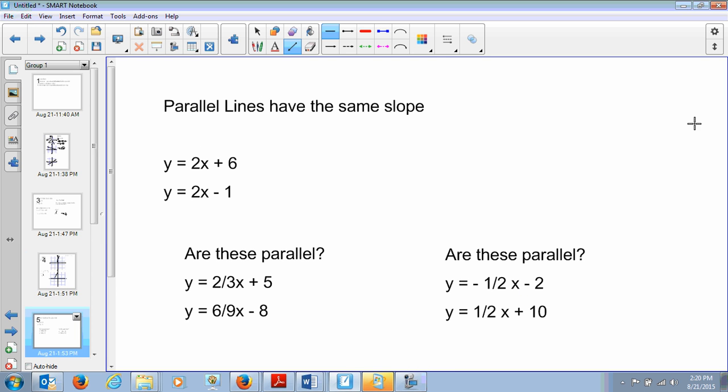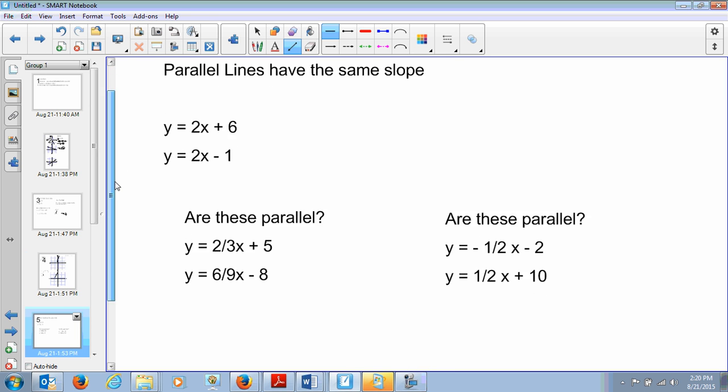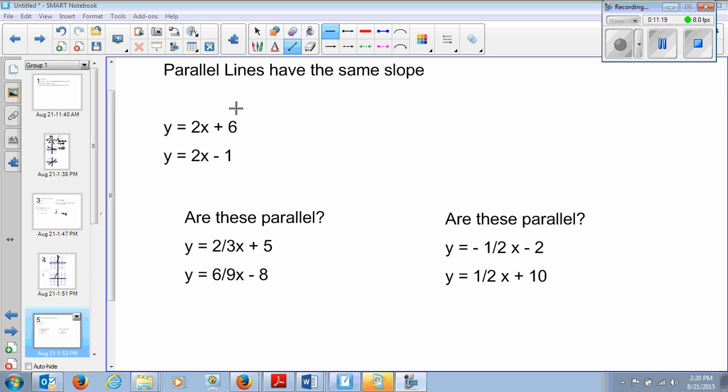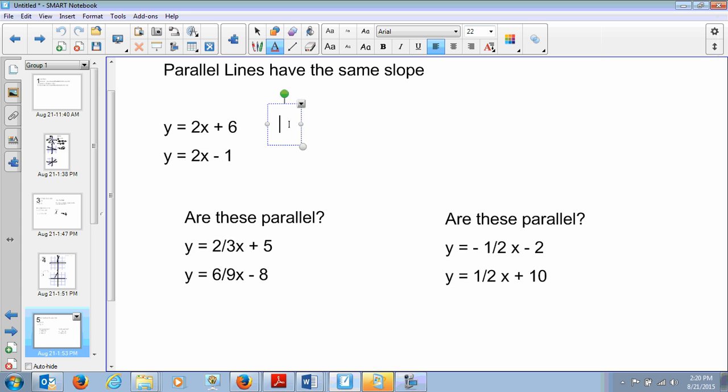Parallel lines have the same slope. So as we look at this, we see here are 2 lines. They're written in slope-intercept form. We have y equals 2x plus 6. Remember, the form of this line is y equals mx plus b. M is the number, or the slope is the number right next to the x. So our slope in this line is 2. Our slope in this line is 2. So these 2 lines are parallel.